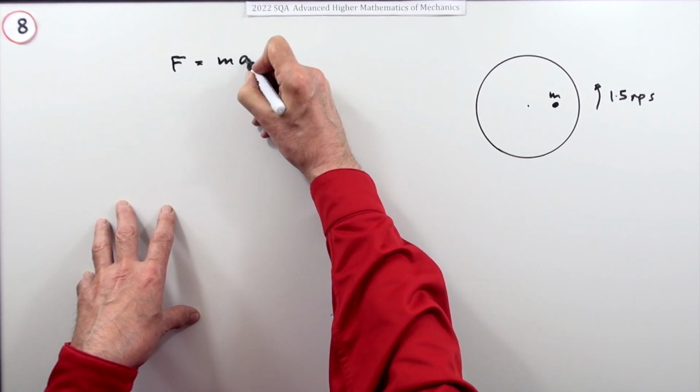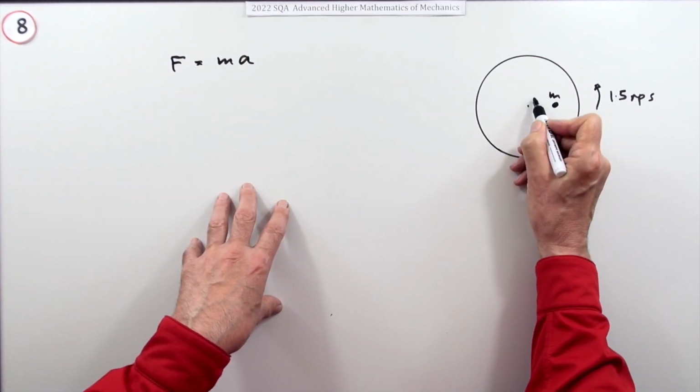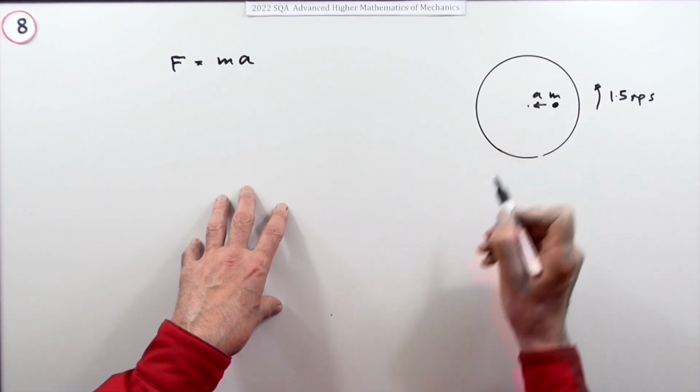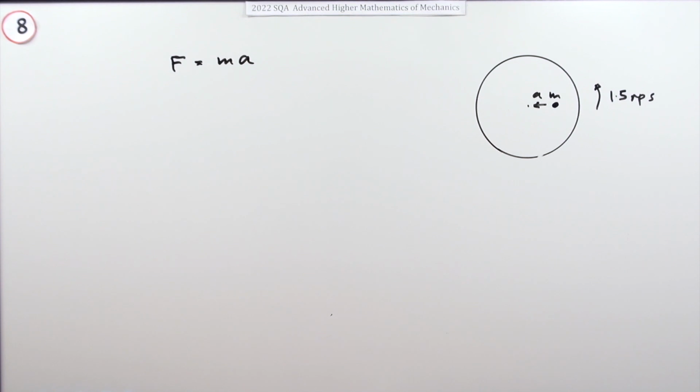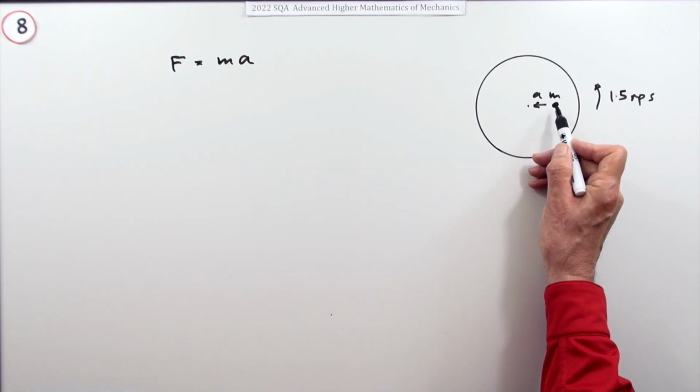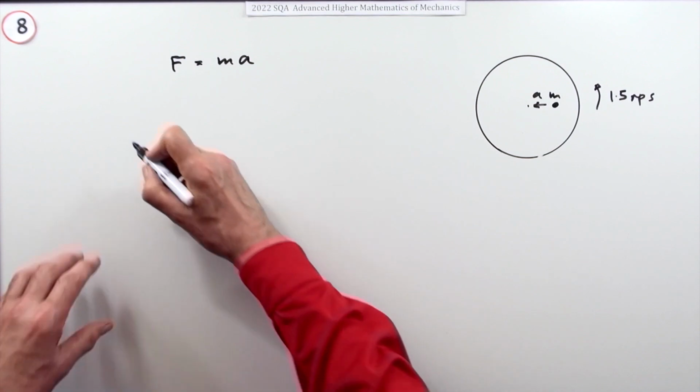F equals ma, where a is the acceleration towards the centre necessary to keep it turning round and staying there. Now it's just a case of putting all the different parts in. What could possibly supply that force because it's just sitting there? Well, the only force that you've got is the contact with the disc. So that force must be the force of friction.